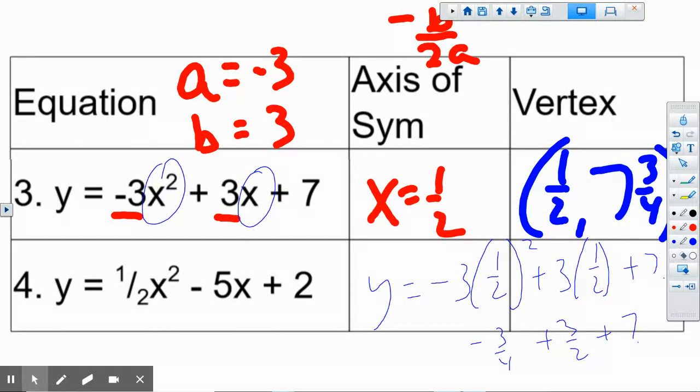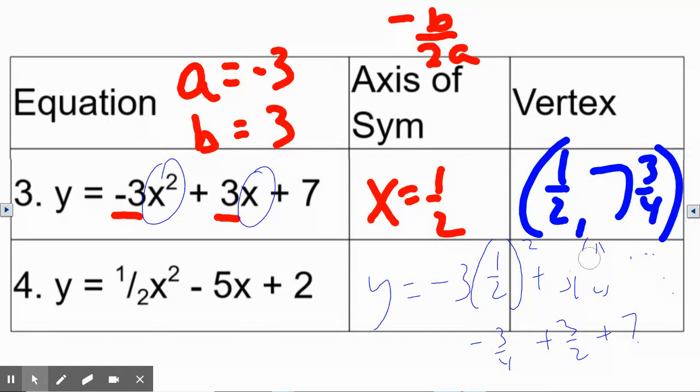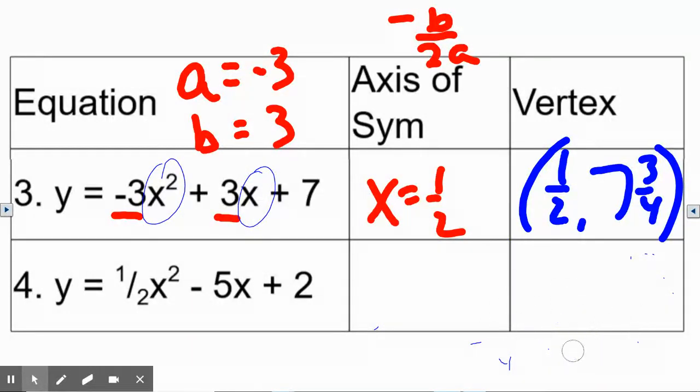So that's how we do the calculation for that, and finding the axis of symmetry is really the key to it. Now the other one, we're going to take the a and b values, and we're going to calculate the axis of symmetry, and then we're going to do the same thing.